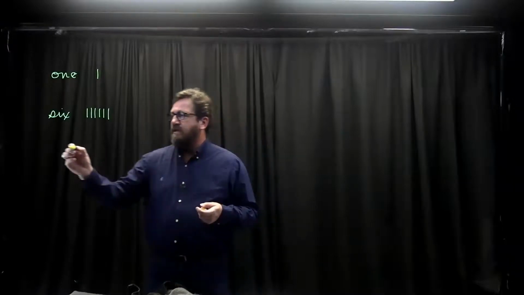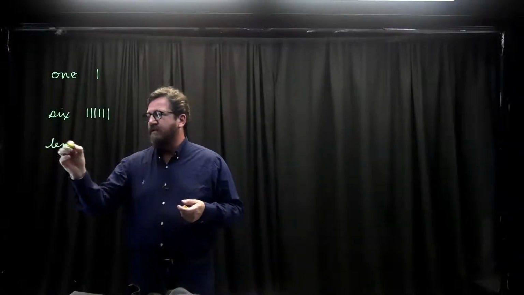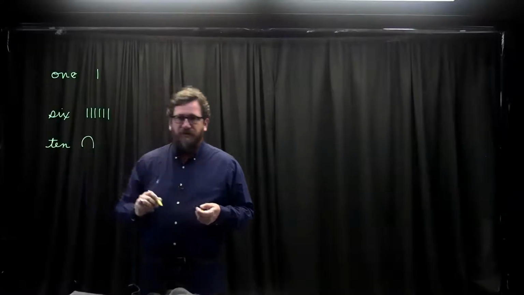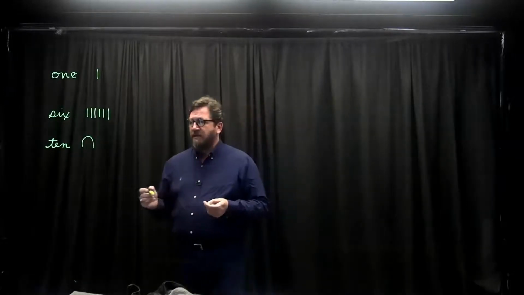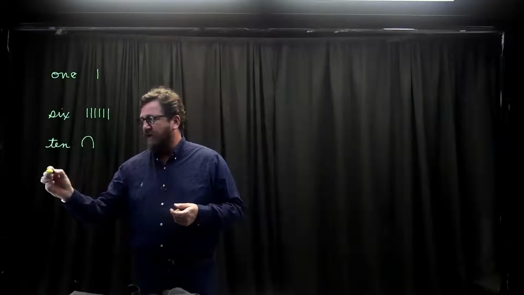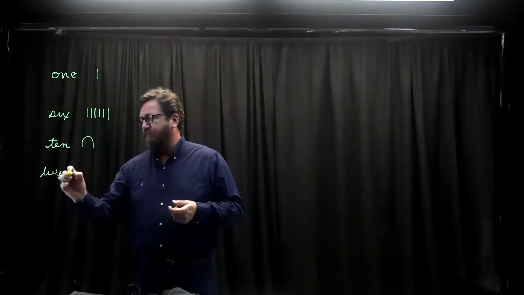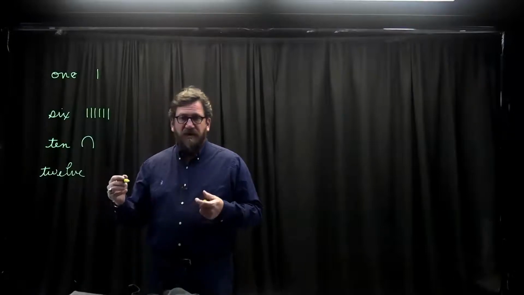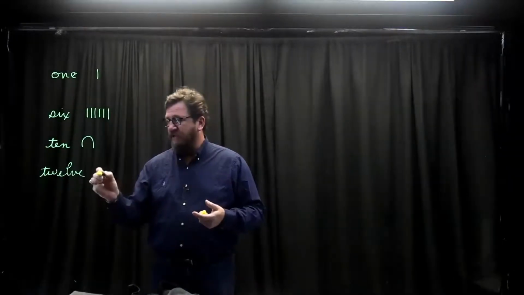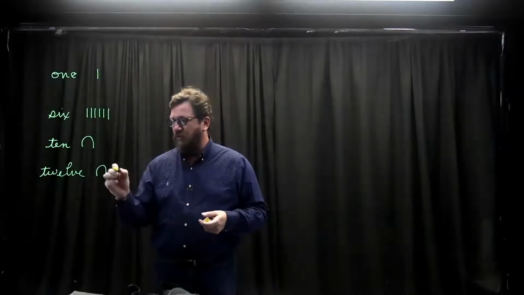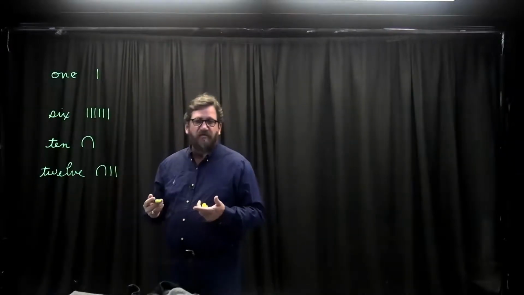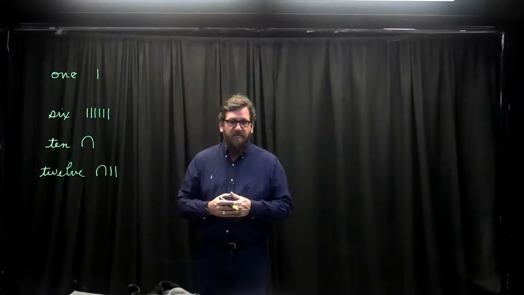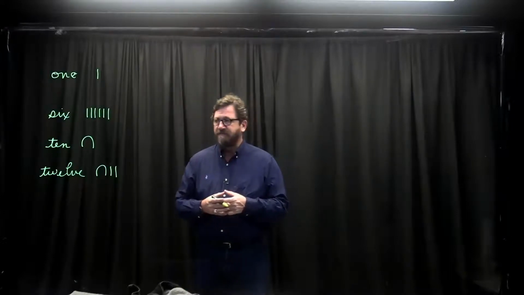It would not be until the concept of 10 that you would see a new symbol introduced, the idea of the heel bone. The heel bone symbol represents 10. So in order to represent, let's say, the concept of 12, we would need to represent an amount called 10 and 2 additional ones. So 12 would typically be written as a heel bone followed by 2 staff marks.